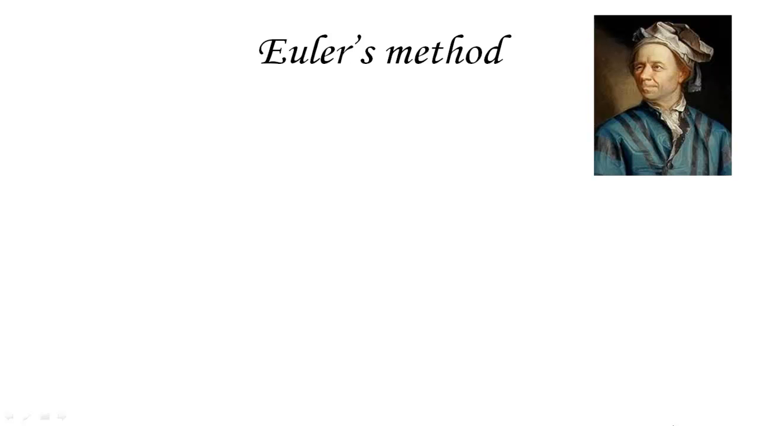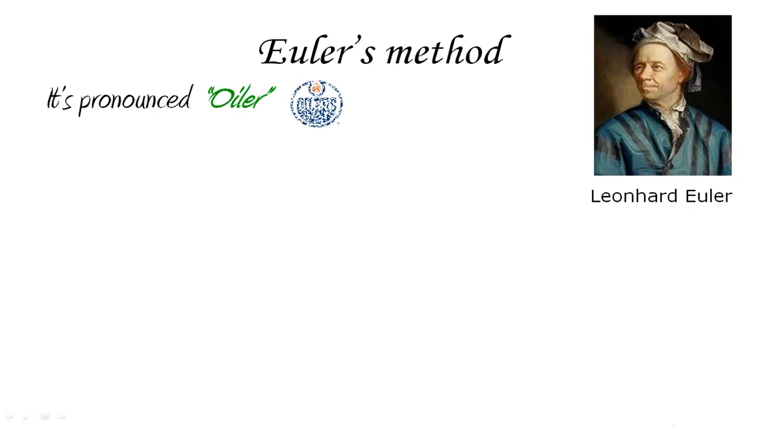The method we're going to look at in this class is named after this very famous German mathematician. His name is Leonhard Euler. And it is a common mistake among students to call him Euler, but actually, because of his ethnic origin, his last name is pronounced Euler, just like the Oilers, yes.